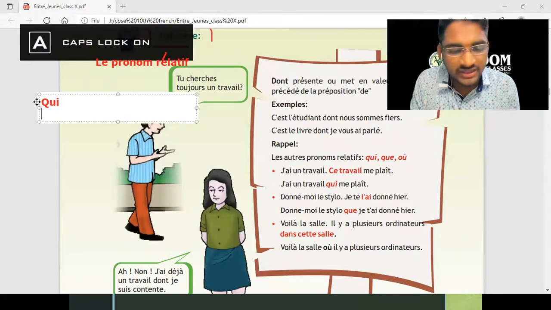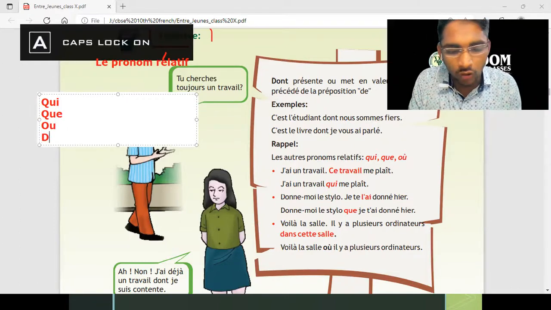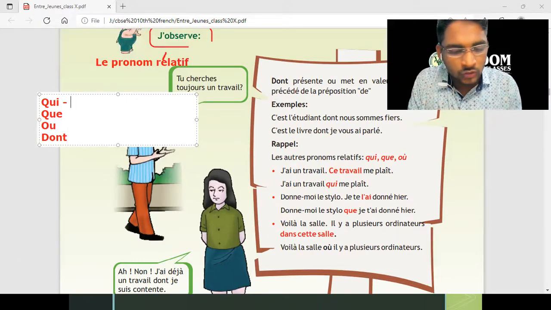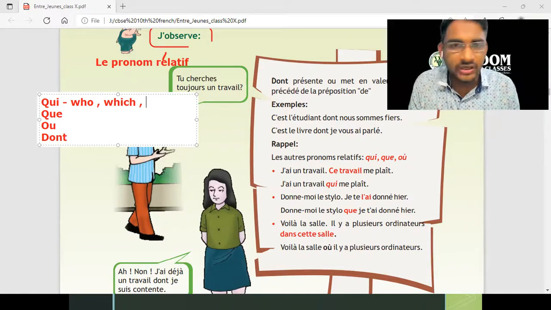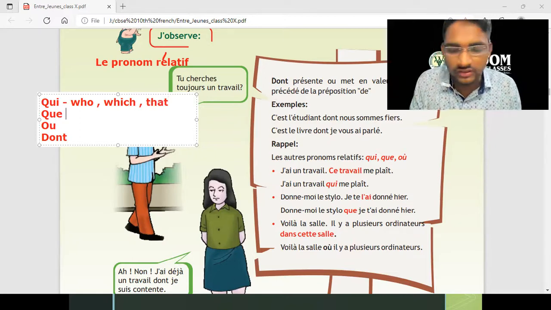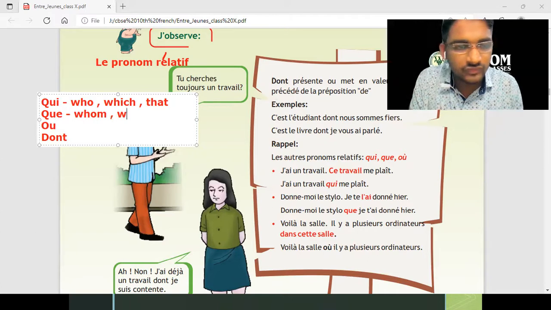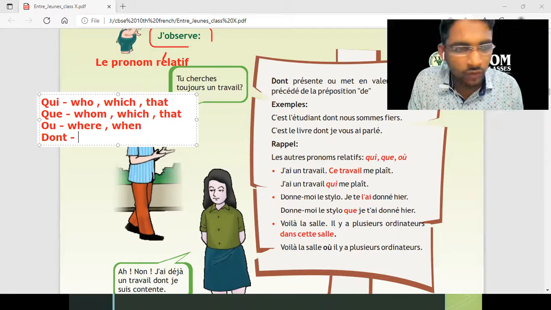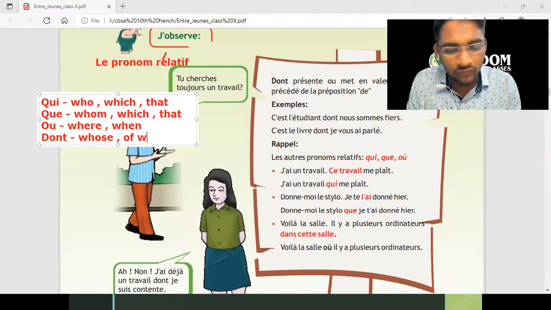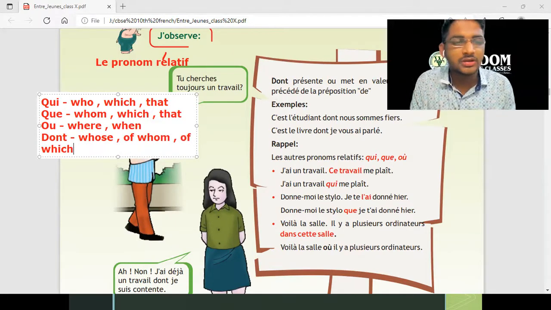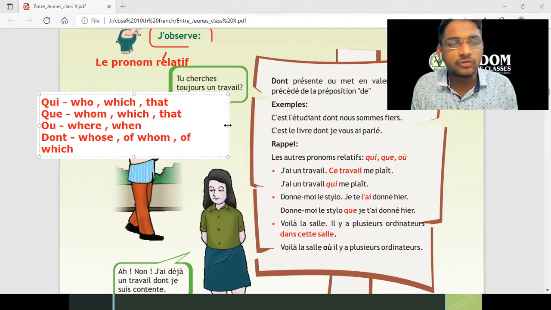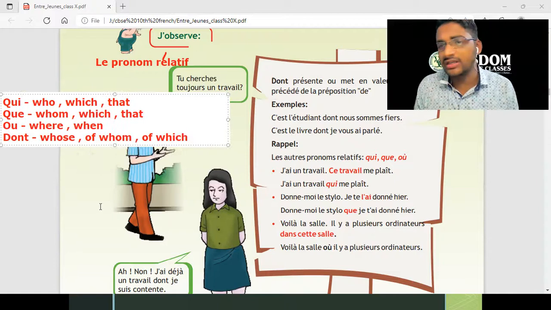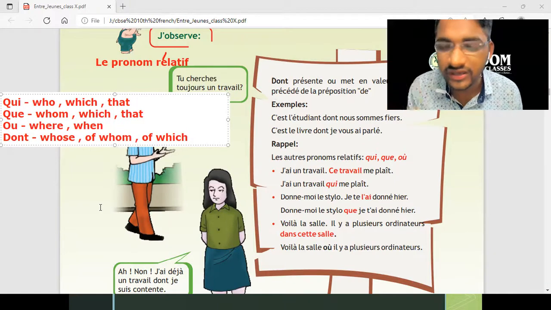Qui, que, dont, où. So I will say qui, que, dont, où, and the meaning of qui, que, dont, où is, you can just write over here: who, which, that; whom, which, that; where, when; whose, of whom, of which. I have explained this very nicely in that particular video, in depth. So if you want to, you can go there, and it's going to be fun. I make my students in the class speak this loudly. Qui, que, dont, où: who, which, that, whom, which, that, where, when, whose, of whom, of which.